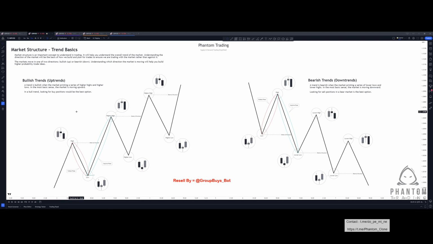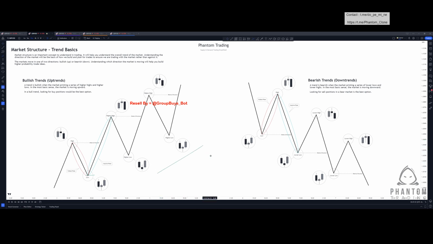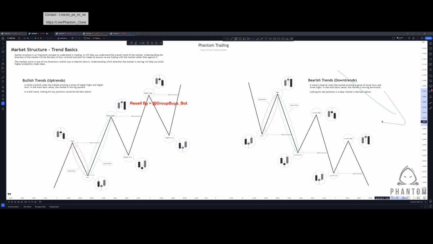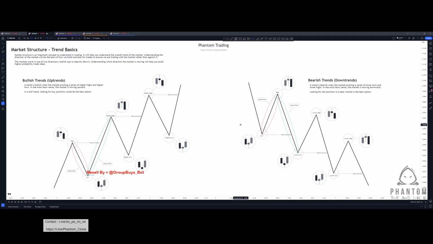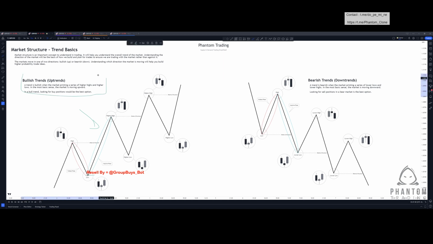So the markets are going to move in one of two directions: bullish, which is up, or bearish, which is down. Understanding which direction the market is moving is going to help you build higher probability trade ideas and help you capture trades that are in line with that impulsive phase. So let's take a look at the bullish trend or the uptrend in a market.